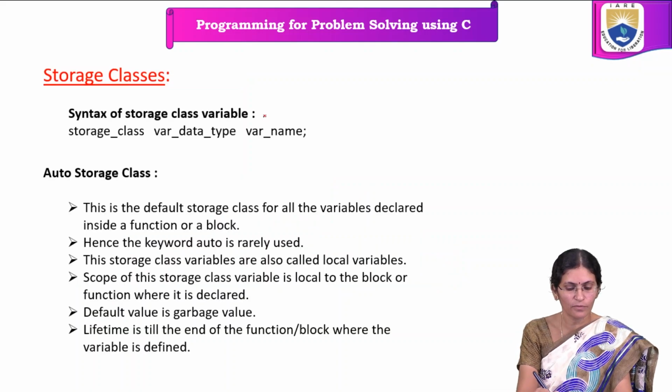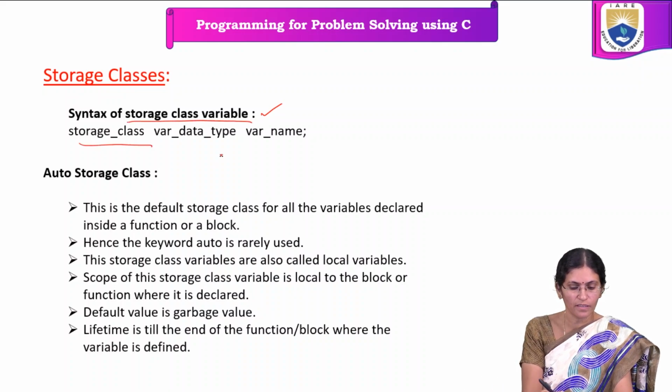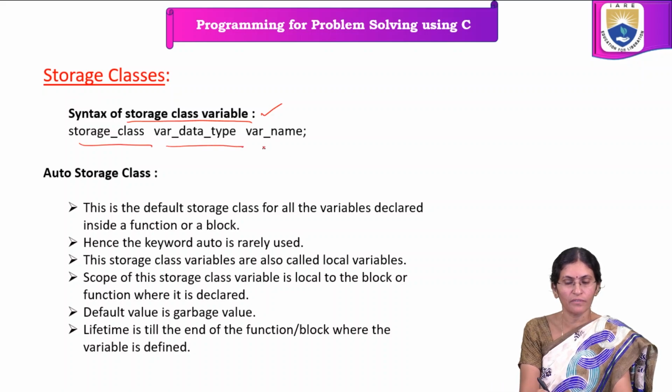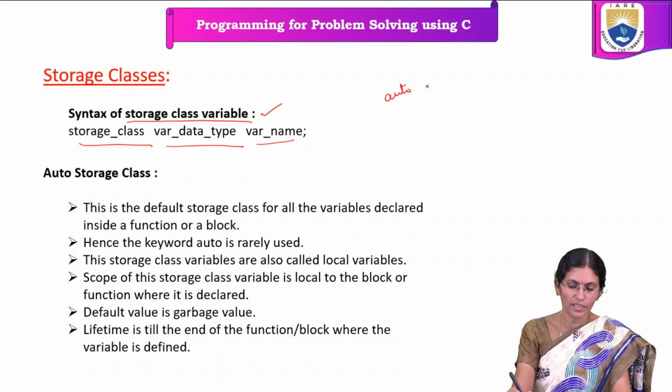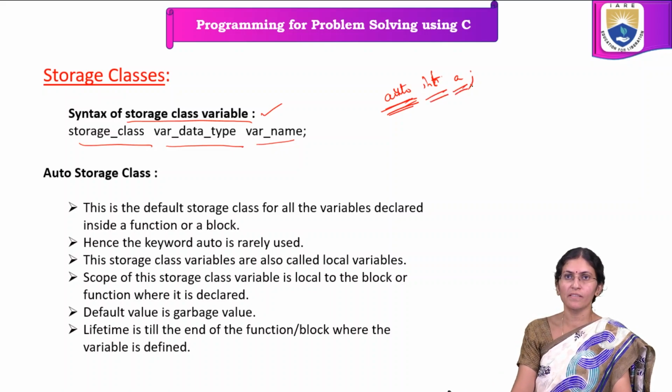Now the syntax for declaring a storage class variable is: first the storage class, then the data type of the variable, and then the variable name. Suppose we declare auto int a. This declares that the storage class of the variable is auto, the data type of the variable is integer, and the variable name is a.